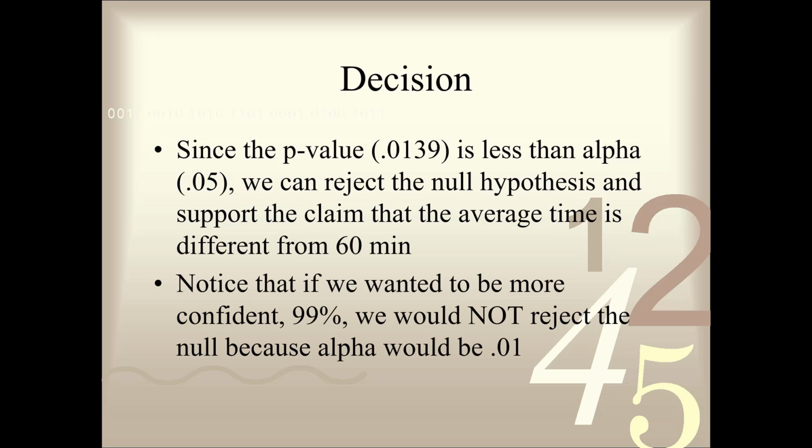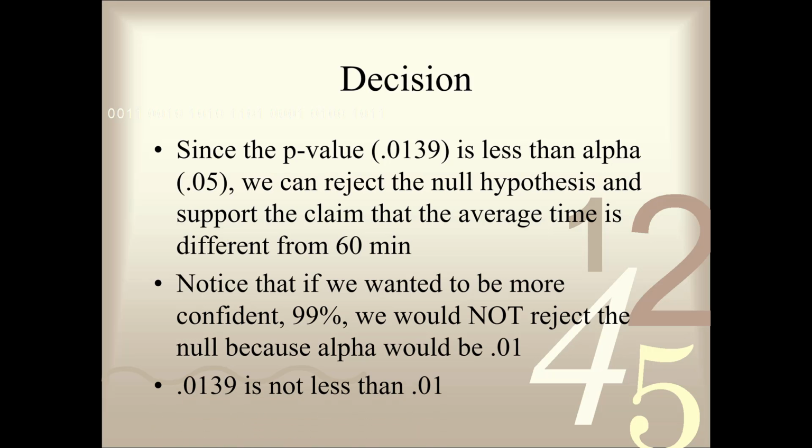Notice that if we wanted to be more confident, like 99% confident, then our alpha would change to 0.01. And notice the 0.0139 p-value is not less than 0.01. So here's a case where if we're changing the confidence level, we're changing the decision. So there's some leeway there. If you want a decision to be a certain way, as long as you're choosing 90, 95, 99%, you're going to be okay choosing those common levels of confidence or common levels of significance. In this case, maybe we would want to go with 95% confidence if we want to have support for the claim.